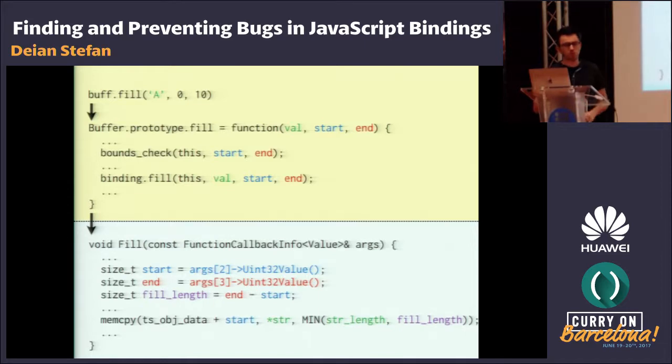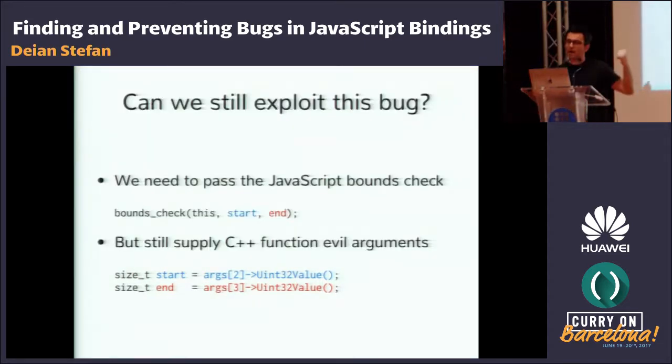Well, the thing that we need to do is make sure that we pass the JavaScript bounds check. So when we call bounds check with start and end, we want to make sure that it says, yeah, good to go, it doesn't throw an exception. But we still want to, when we get to the C++ binding layer function, actually give it two evil values for start and end so we can perform our arbitrary memory write. So how can we actually do this?